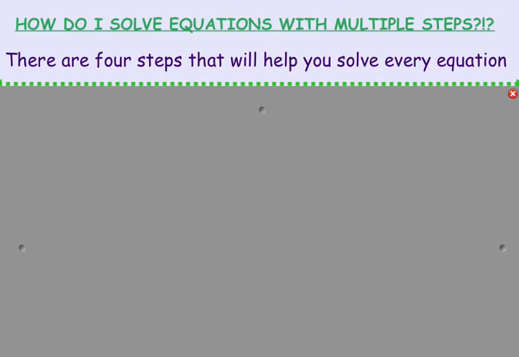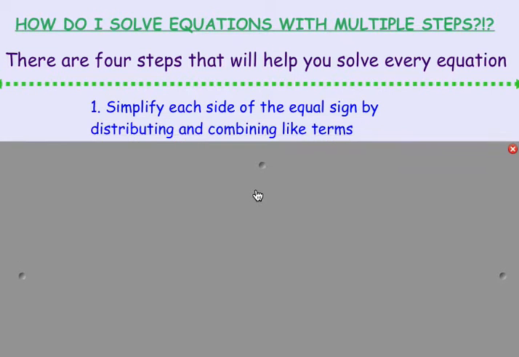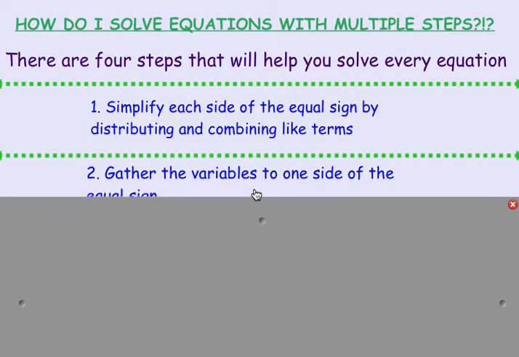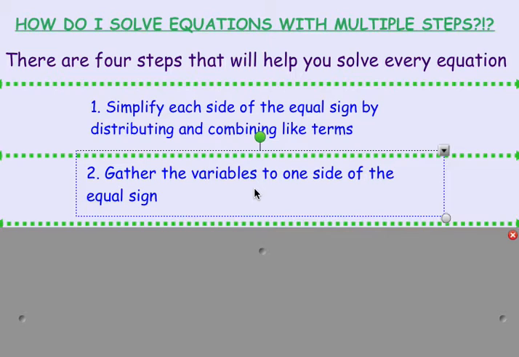So first of all, how do I solve equations with multiple steps? I want you guys to actually write this step down, so that if you get stuck on a problem and you don't know what to do next, look at your steps. Have you completed step 1? Have you completed step 2? And so forth. The first step is simplify each side of the equal sign by distributing and combining like terms. Like terms are things that can be added together, like 3x and 2x, those are like terms. 4 and 3, those are like terms. So you want to just simplify each side of that equal sign.